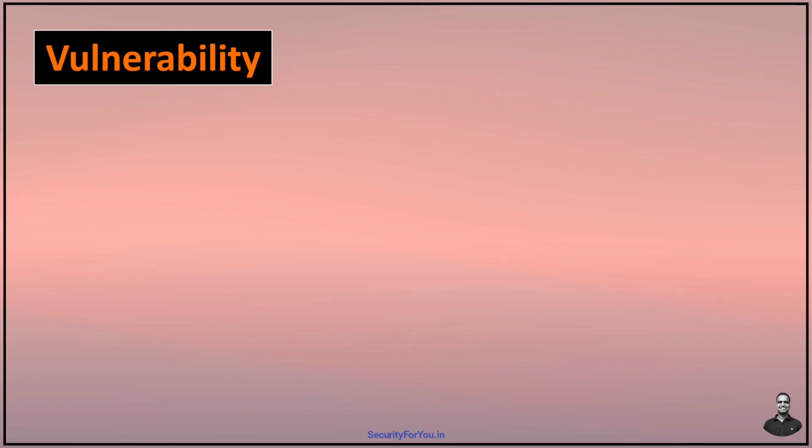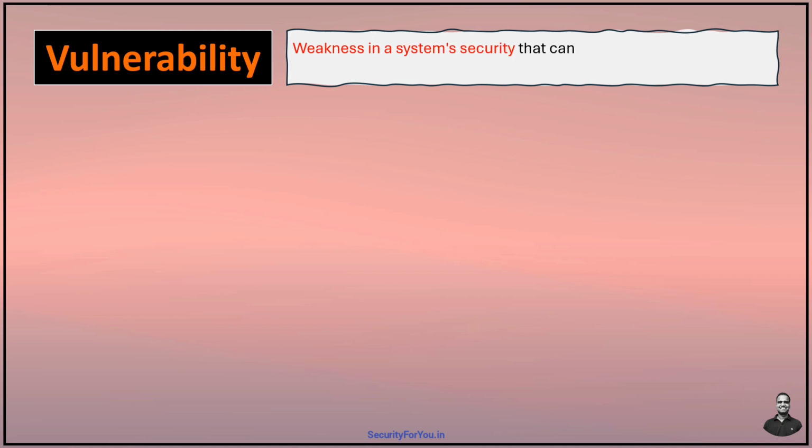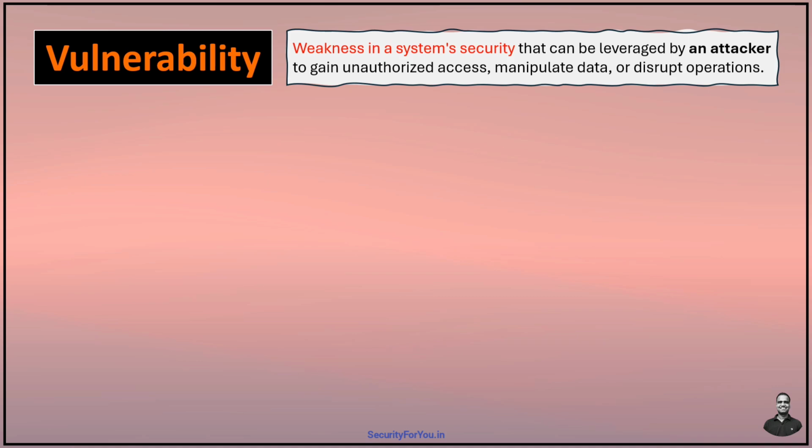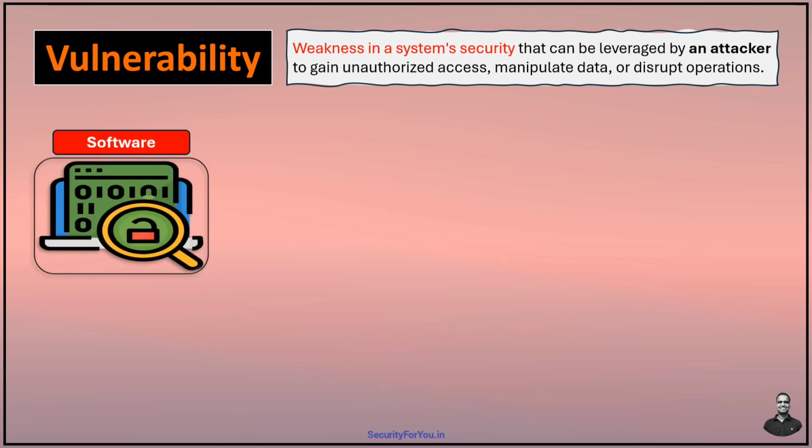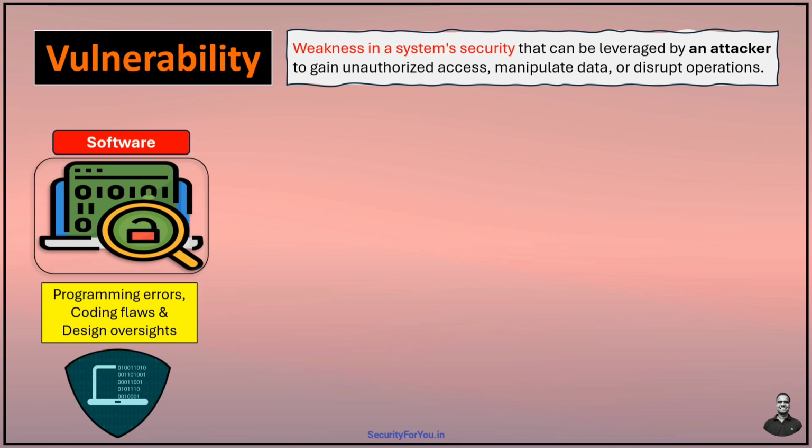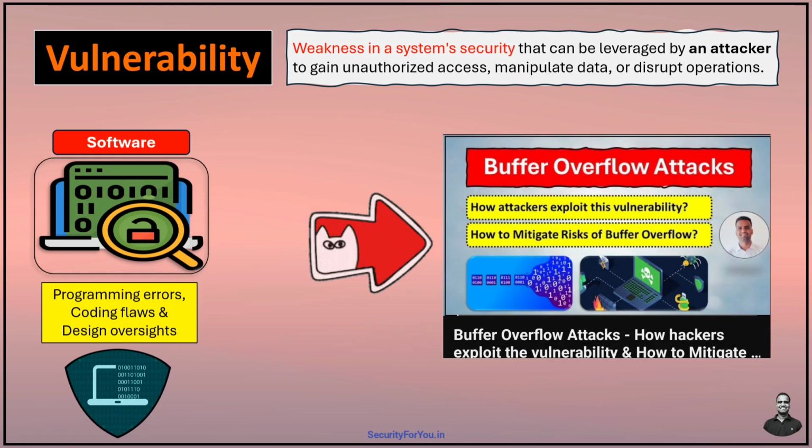As we all know, a vulnerability is a weakness in a system's security posture that can be leveraged by an attacker to gain unauthorized access, manipulate data, or disrupt operations. These weaknesses can reside in different components, including software, like programming errors, coding flaws, or design oversights that create loopholes for attackers. For example, a buffer overflow vulnerability in a web application allows an attacker to inject malicious code and gain unauthorized access to sensitive data. We have already discussed in detail buffer overflow vulnerability and how it works in our earlier video, which you can go and watch for better understanding.